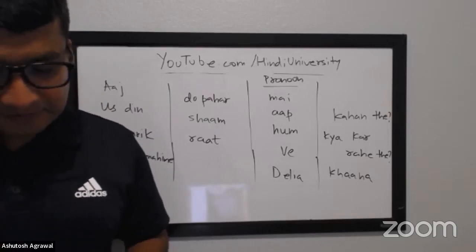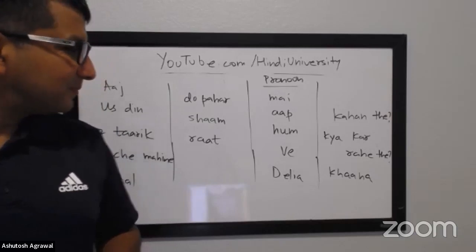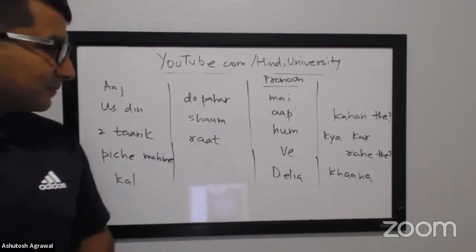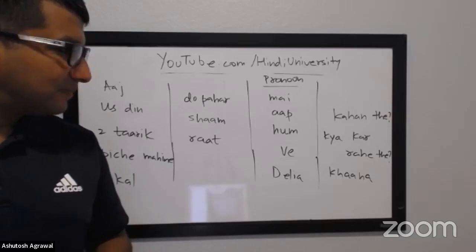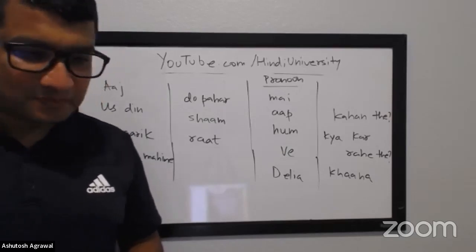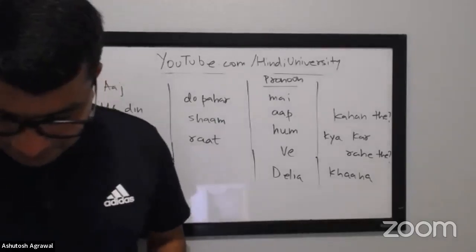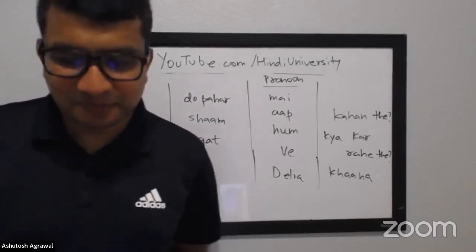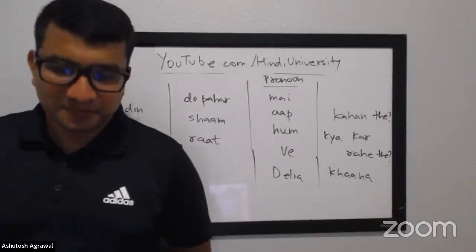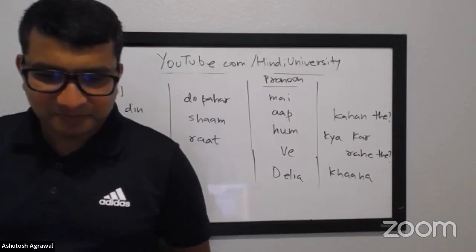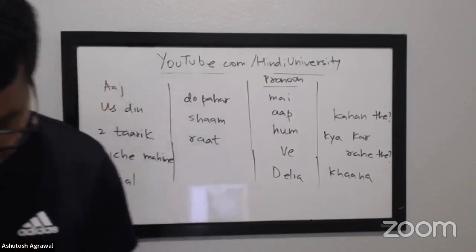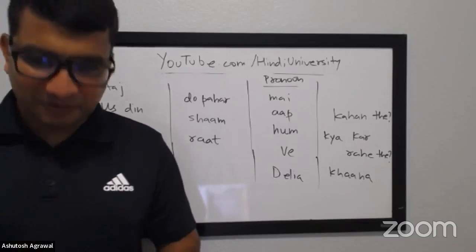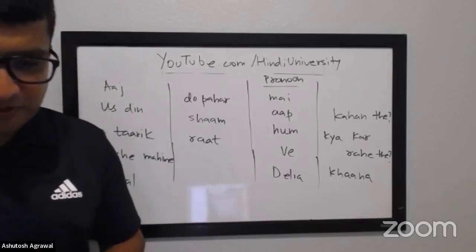Aneshka ji, आज शाम को आप क्या खाता है? आपका क्या खाता है? क्या करेंगे? Okay. आज शाम को मैं दोस्त से मिलूंगी. Awesome, awesome. दोस्त से मिलेंगे.